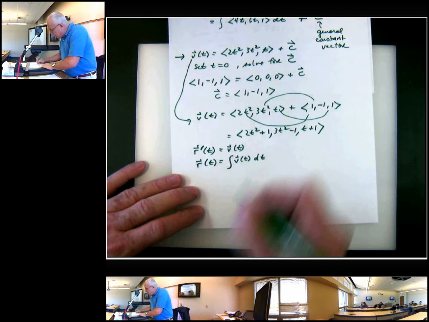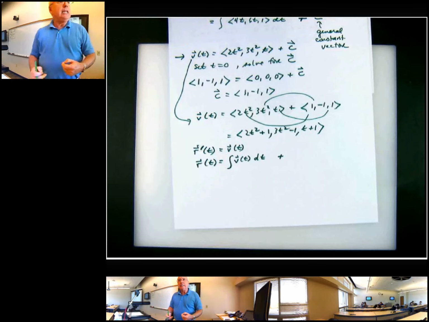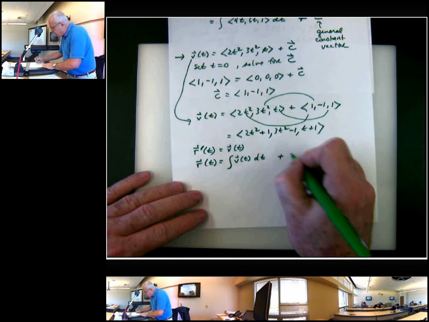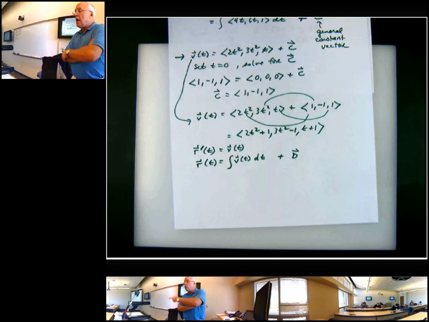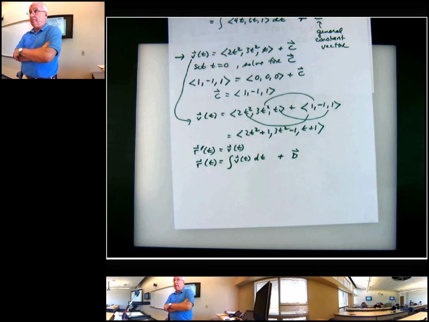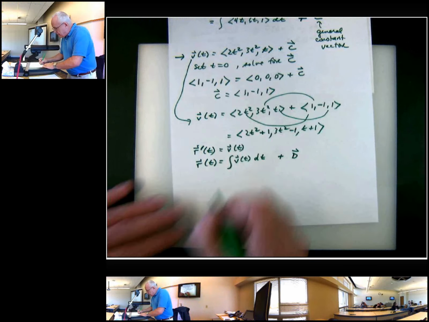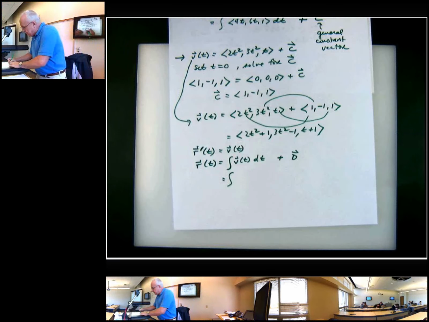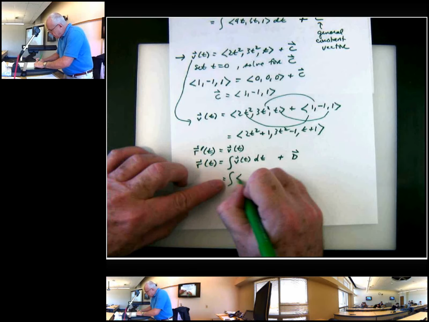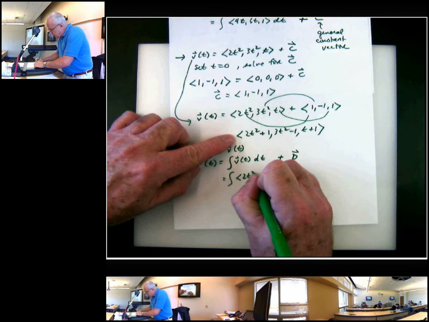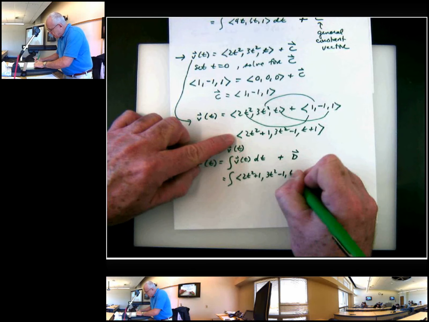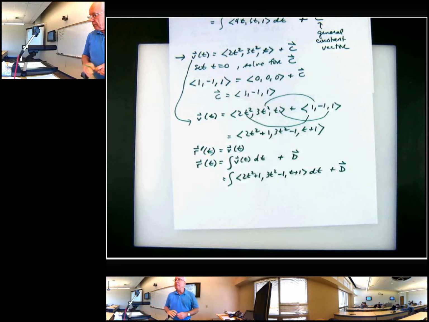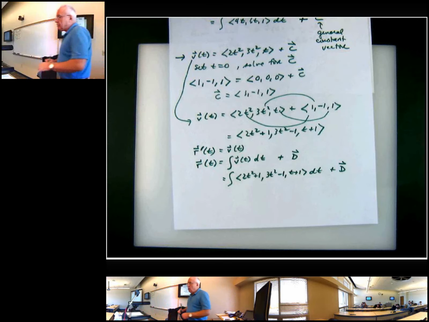And then, of course, again, because it's an indefinite integral, we're going to have another general constant vector, and just to avoid confusion, I'm going to call it plus d. All right? So let's plug in for our antiderivative what we had already gotten for our velocity vector. So that's going to be the integral of 2t squared plus 1, 3t squared minus 1, and t plus 1, dt, plus another constant vector. All right, let's get the antiderivative.